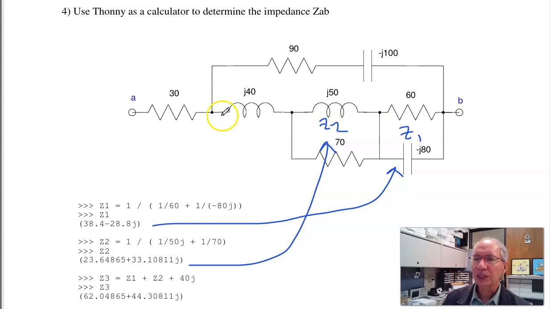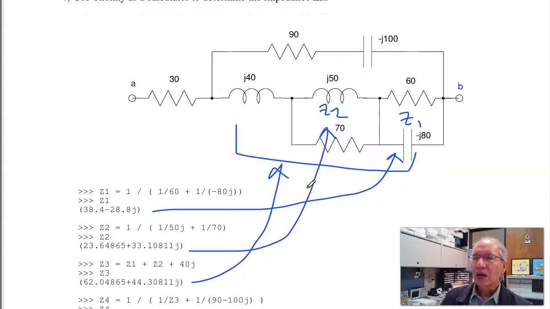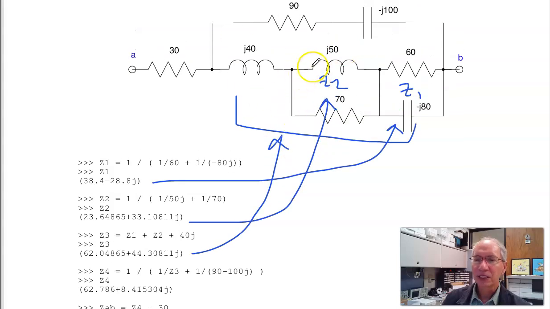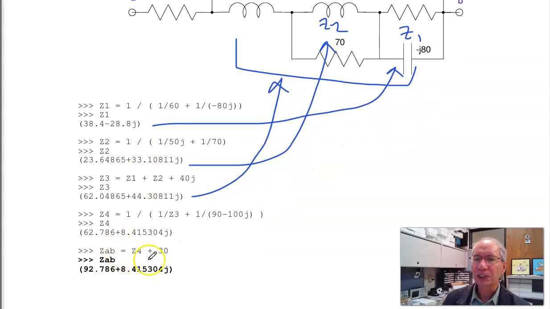Total impedance, Z3, is j40 plus Z2 plus Z1. All this together is 62 plus j44. Z4 is 90 minus j100 in parallel with Z3. That's 1 over Z3 plus 1 over 90 minus j100. Take the inverse. All this together is 62 plus j8. In series with 30, add 30 to it. The total impedance is 92 plus j8.